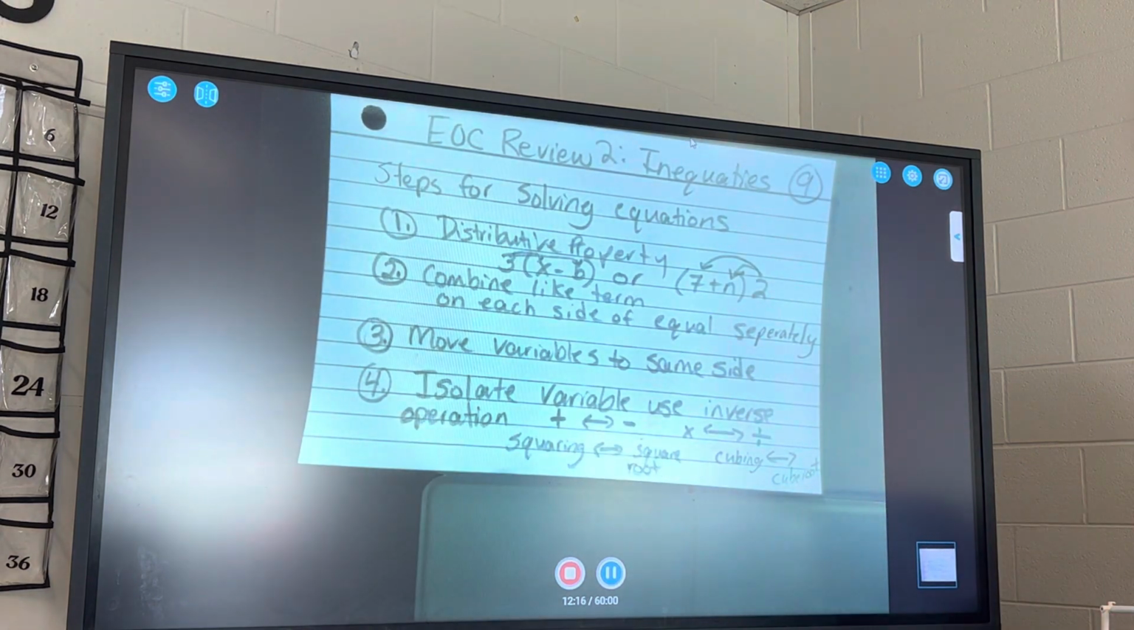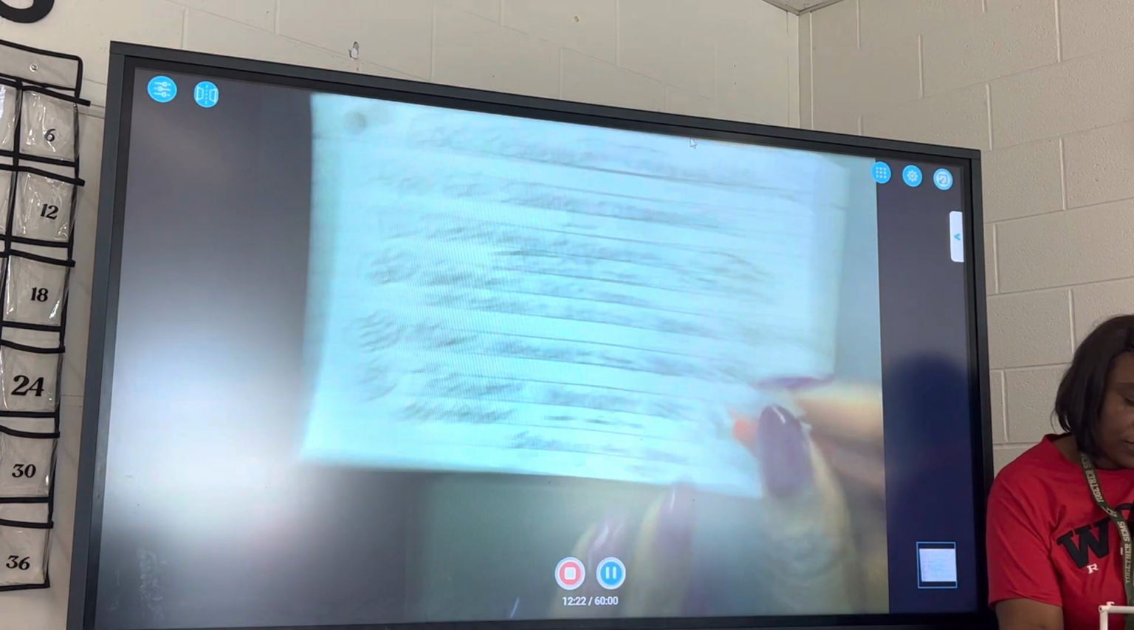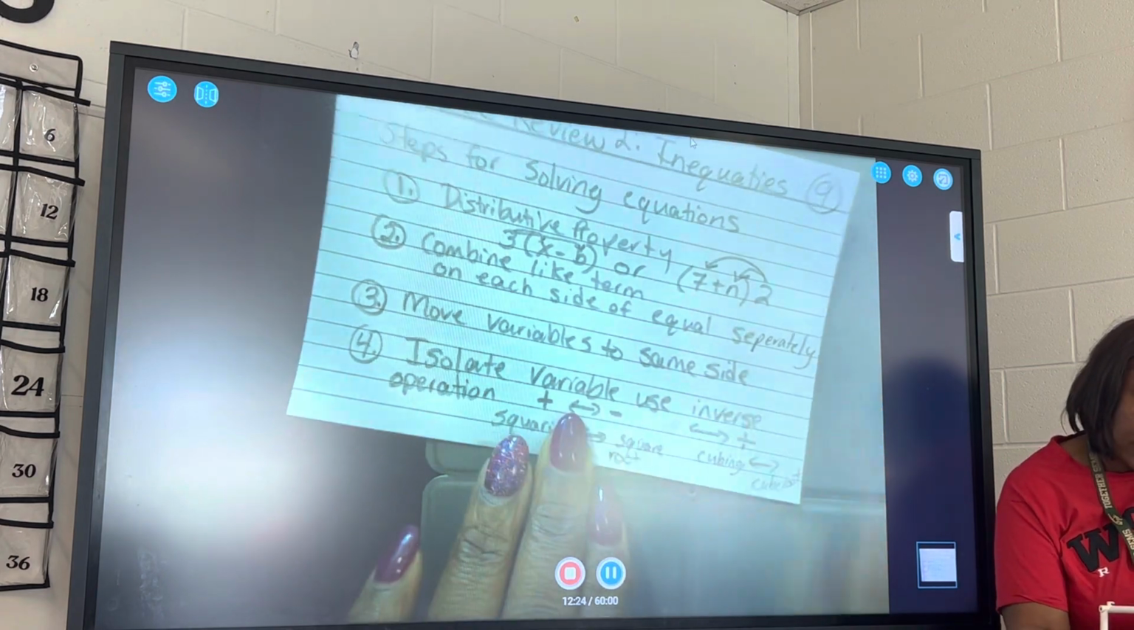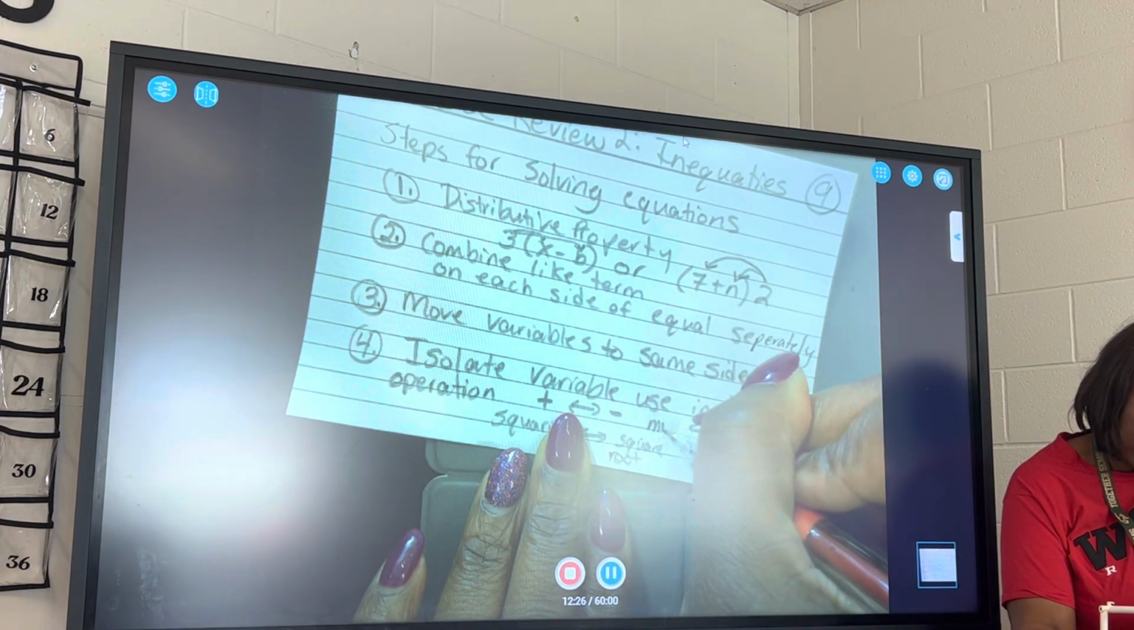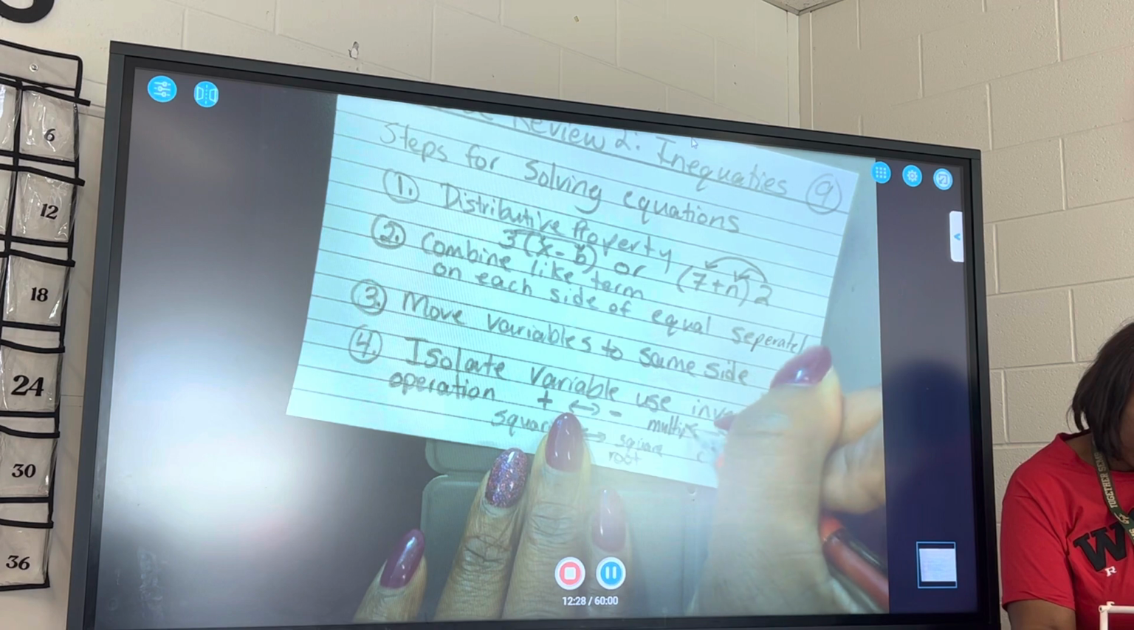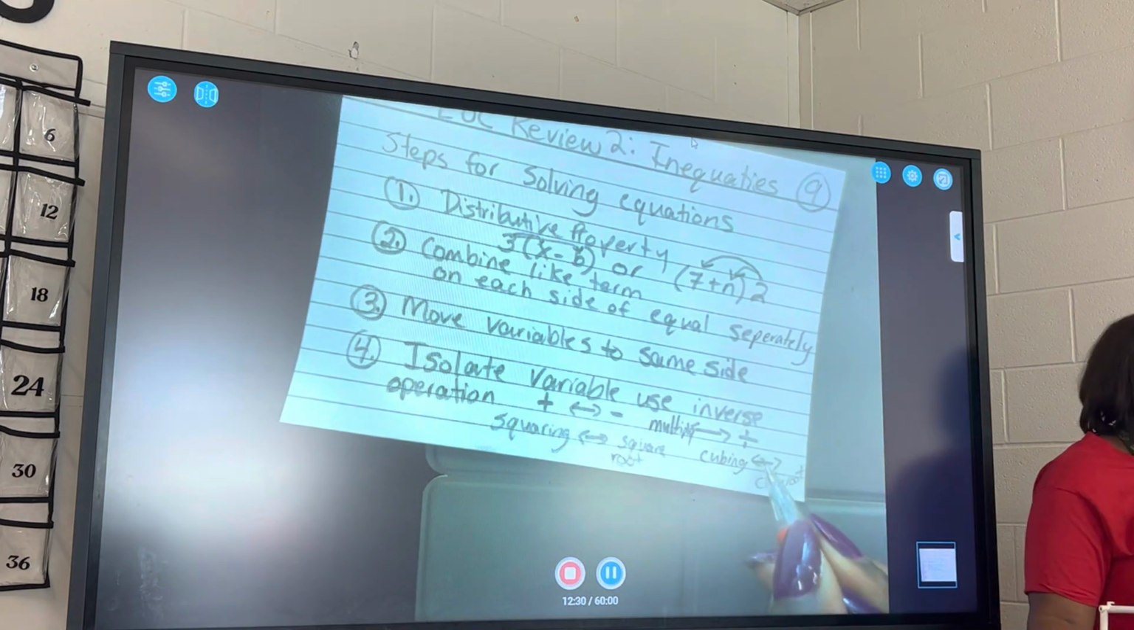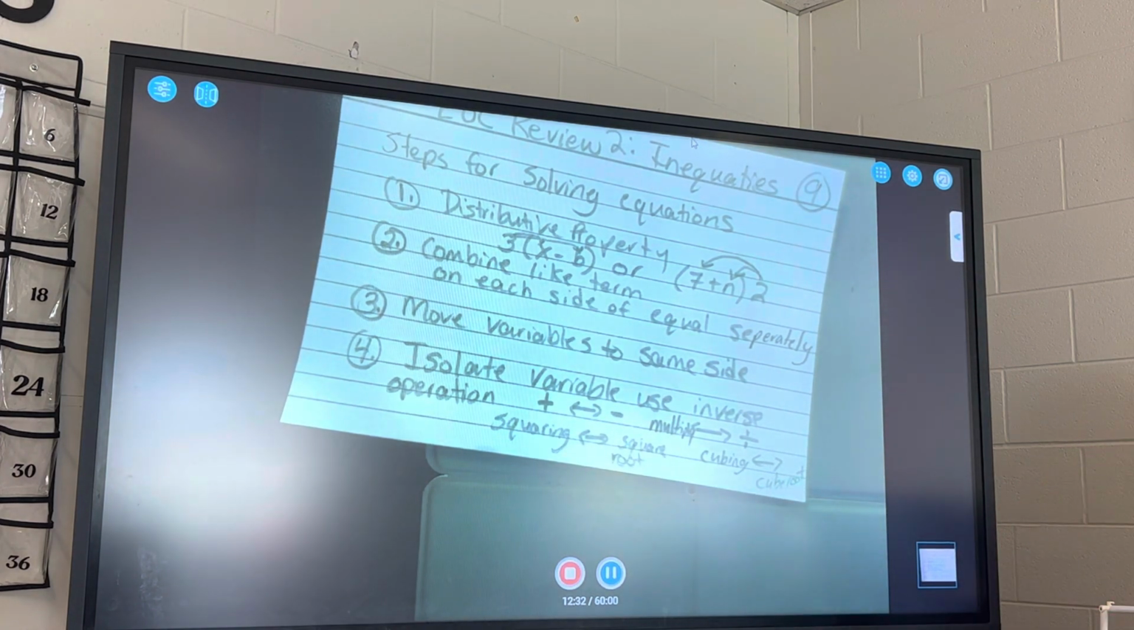The opposite of addition is subtraction. The opposite of subtraction is addition. The opposite of multiplying, this is not just x. If you think of that as x, then write the word multiply. The opposite of multiplication is division. The opposite of squaring a number is square root. They undo each other. The opposite of cubing a number is cube root. They undo each other.